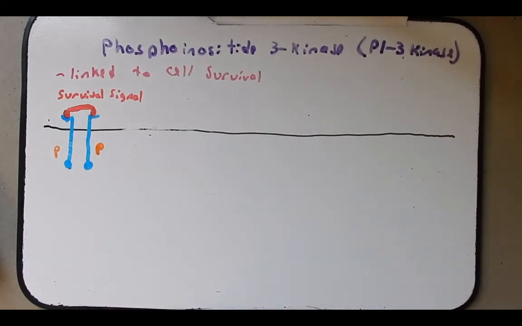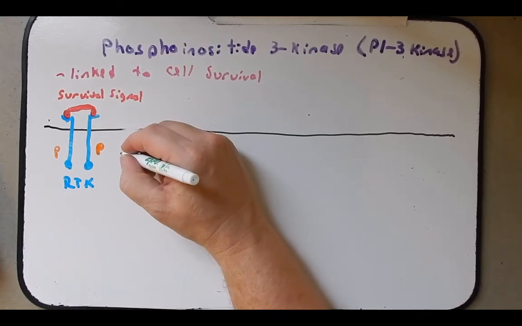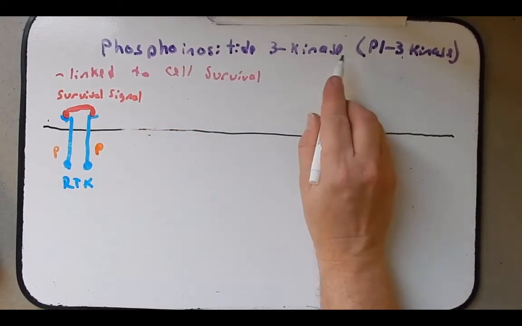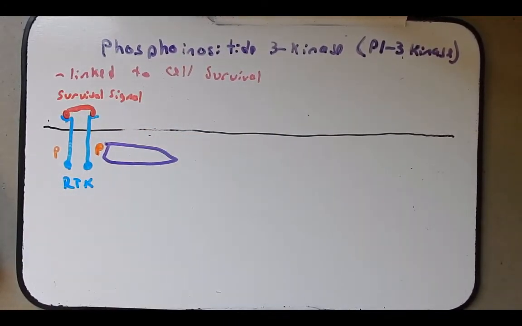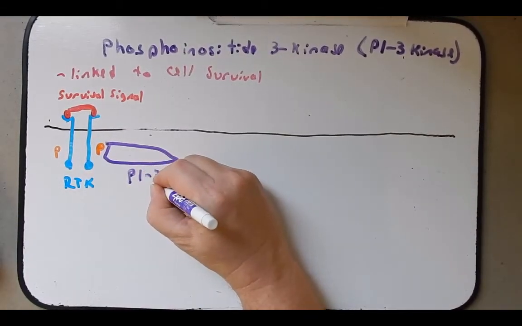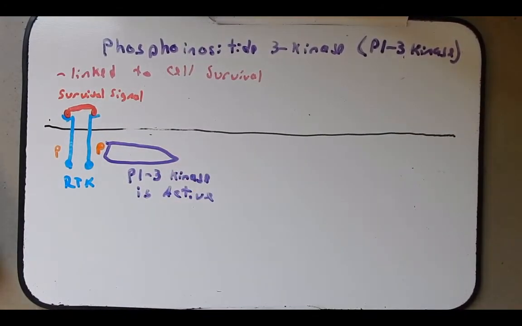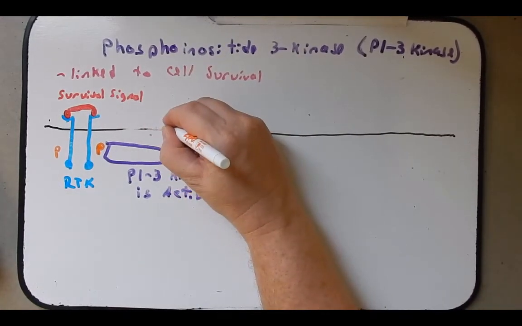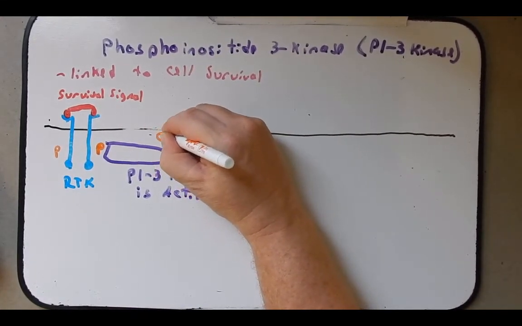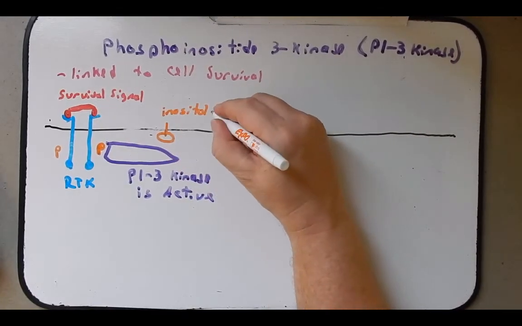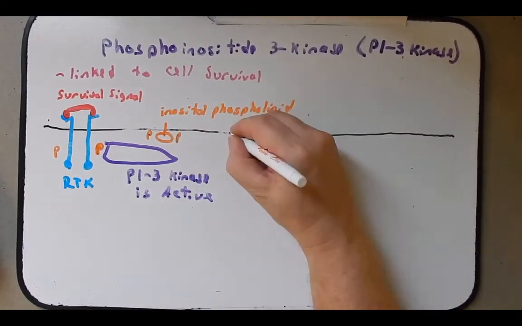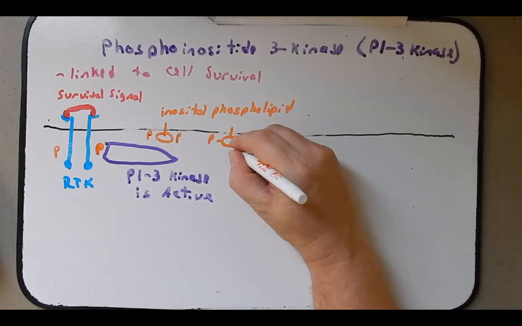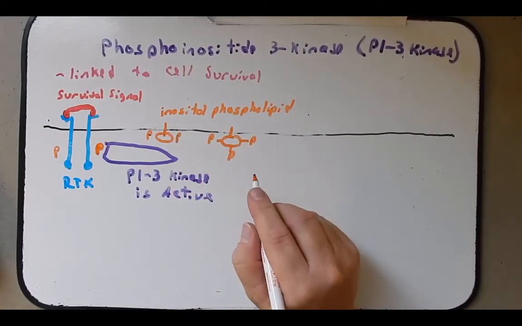Once this RTK here, and we might as well label it so we don't forget, is active, it will bind this cytosolic protein called PI3 kinase, the one we're talking about here. And it binds specifically to this phosphorylated RTK. And so now PI3 kinase is active. When it is active, it will bind to this molecule that's stuck in the membrane called inositol phospholipid. It already has a couple phosphates on it, but the PI3 kinase will now add additional phosphate to it. So now it's a phosphorylated inositol phospholipid.